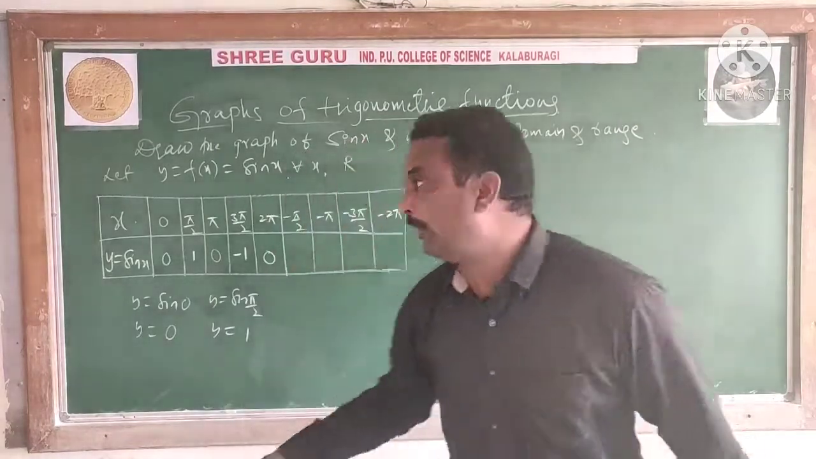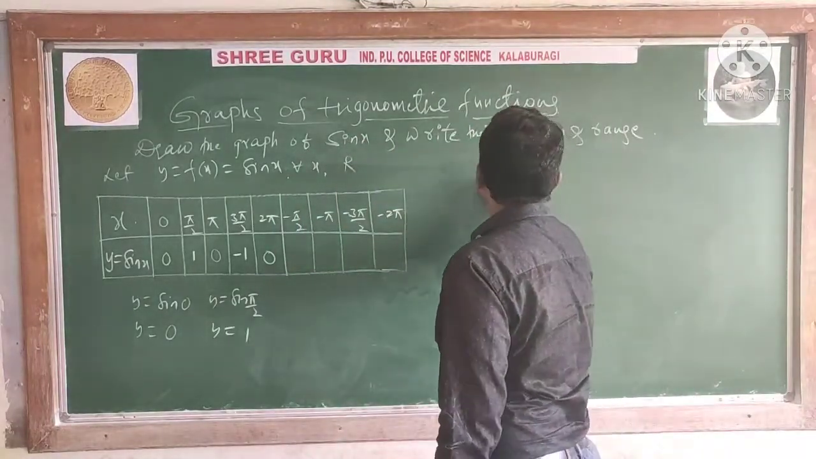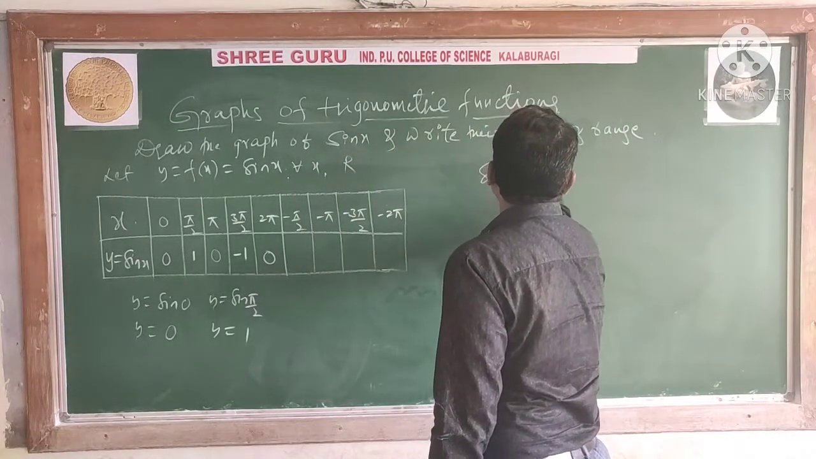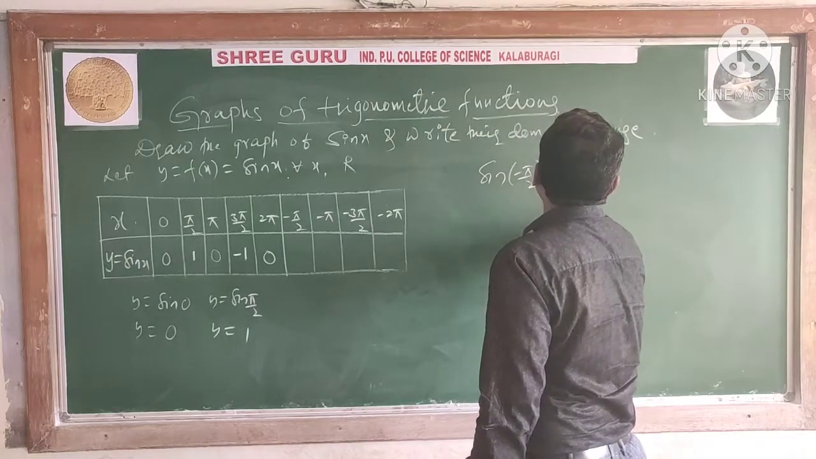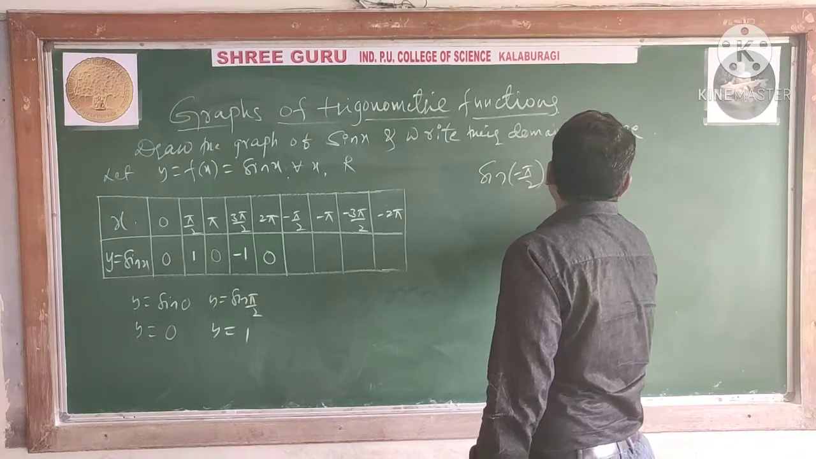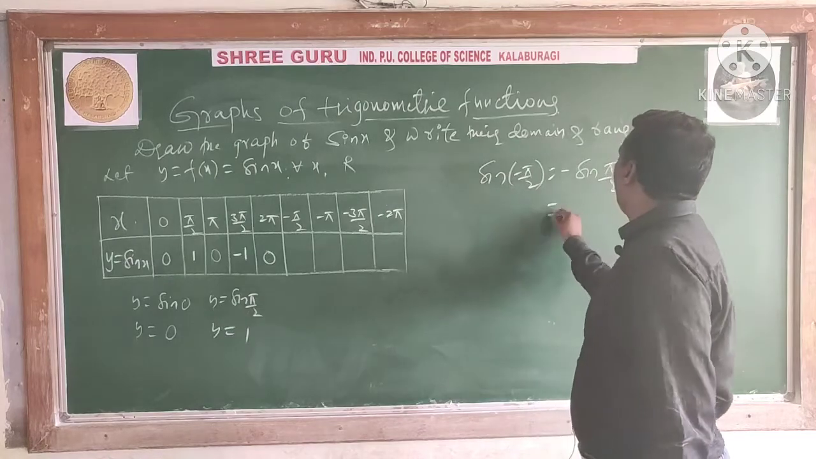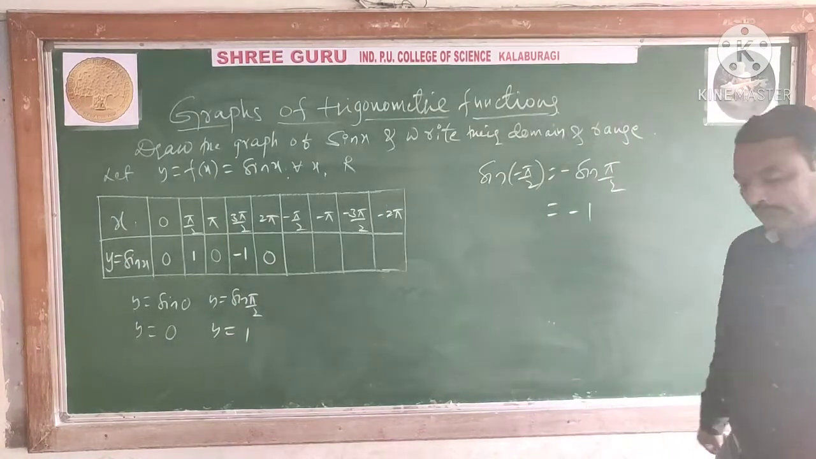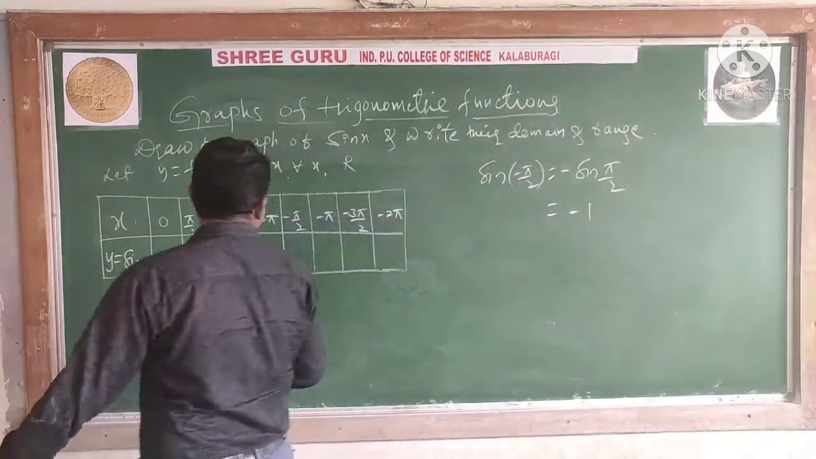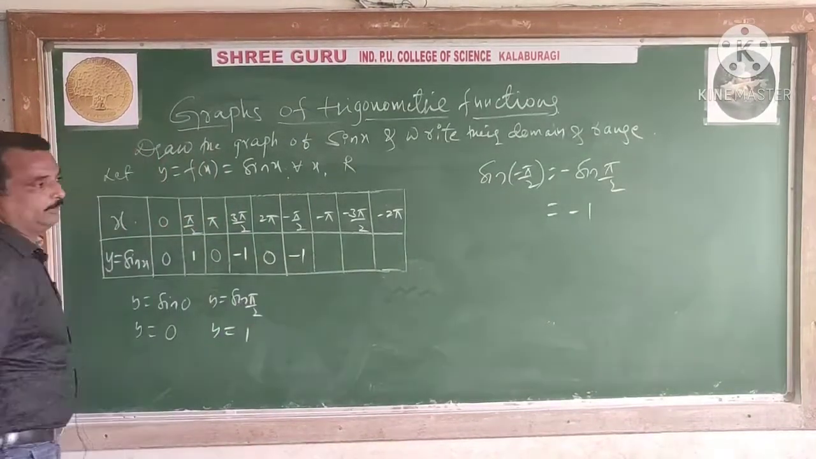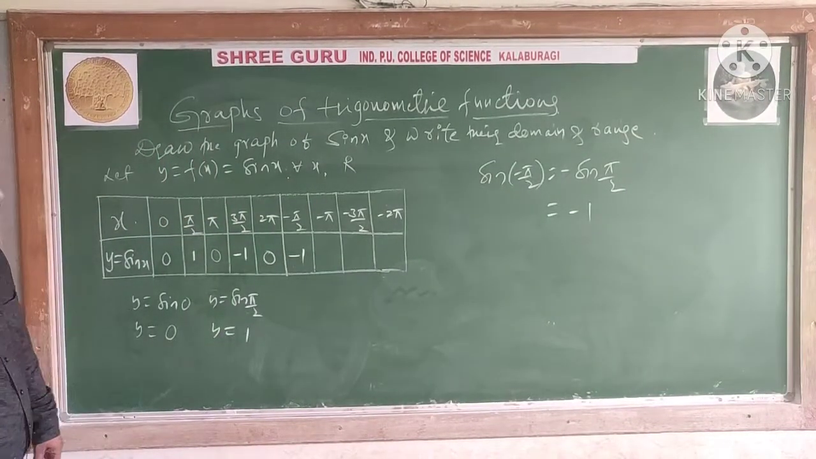Now, what is this negative value here? Sin of minus pi by 2. You know very well, sin of minus pi by 2 means sin of minus theta. What is pi by 2? You know, sin 90 degree. What is sin 90 degree? 180 is. So what is it, plus 1 or minus 1? It is minus 1. Like that, calculating the values.